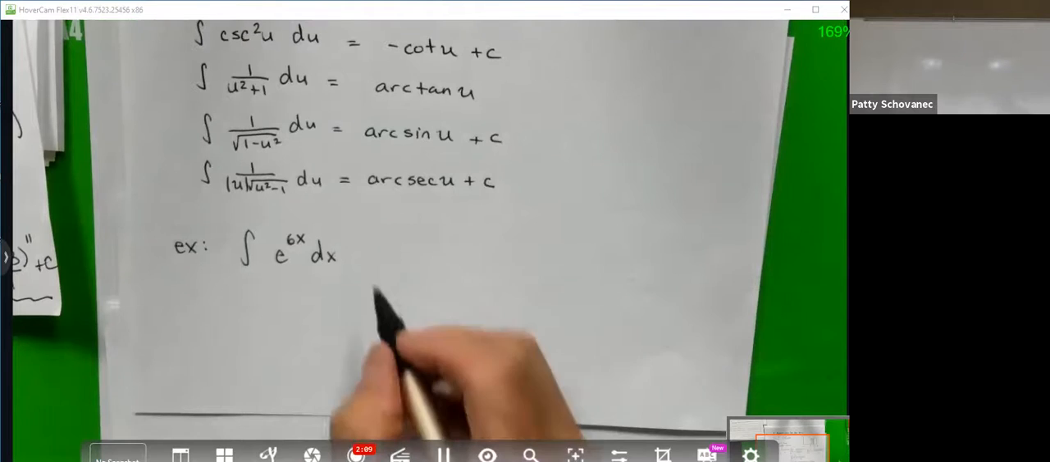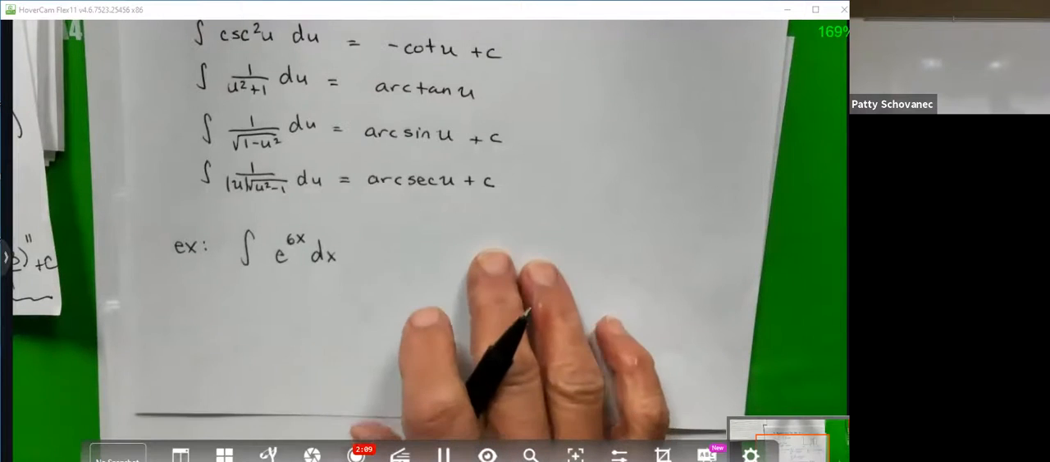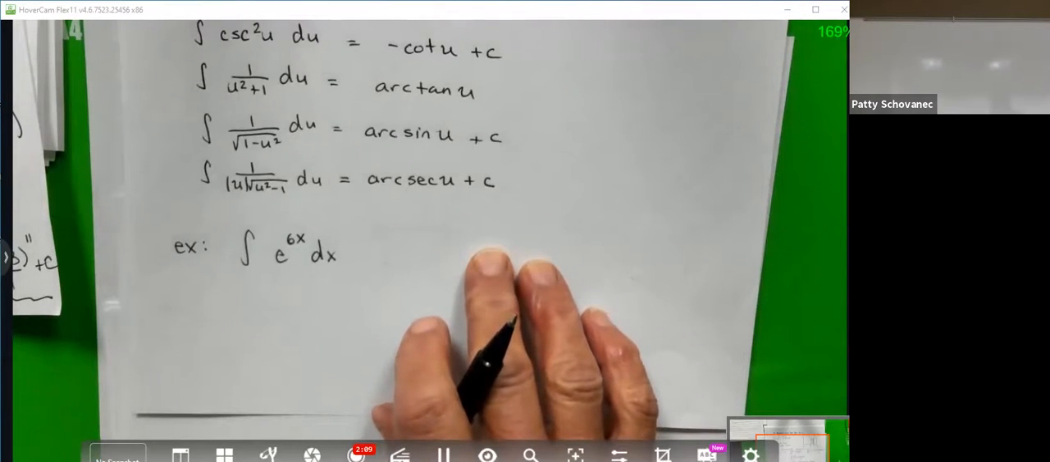If I just went over here and say that that's e to the 6x, I'm going to be off. By how much? What's the derivative of e to the 6x? It's e to the 6x times 6. So I would have a times 6 that I need to take care of. Well, my antiderivative then should have a divided by 6.